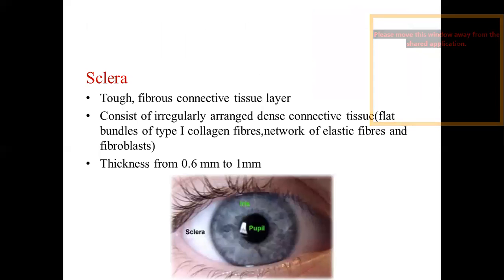Now, a few parts of the eye, we don't have slides of those, but we can just go and discuss them. Like the sclera is a fibrous connective tissue layer. So here you get the cornea, and this white part, what you can see in the eye, is the sclera. Now, this sclera consists of irregularly arranged dense connective tissue, type 1 collagen, with a network of elastic fibers and fibroblasts. Its thickness varies from 0.6 mm to 1 mm.